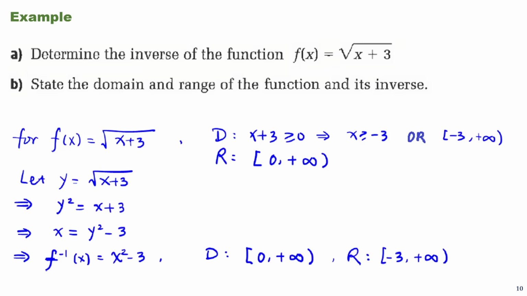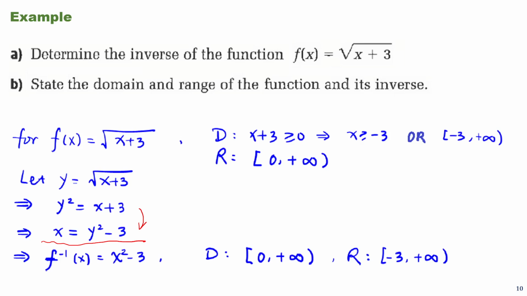We can easily see that if we square both sides, we have y squared equals x plus 3. Then we interchange the position of x and y. Oh, sorry. Okay, we do not interchange in this step. So from this step to this step, we solve x in terms of y, right? So x equals y squared minus 3. Actually, this is the inverse function.